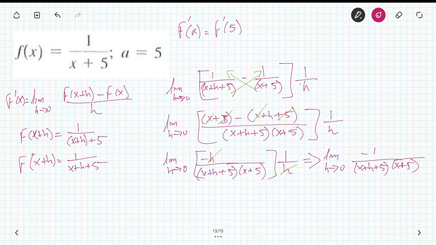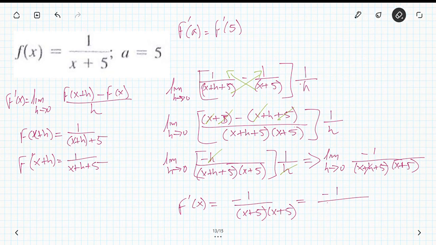Okay, and so what happens is as h approaches 0, this goes away. So in the end you're going to say f prime of x is going to be negative 1 over x plus 5, x plus 5, which is nothing but negative 1 over x plus 5 squared.